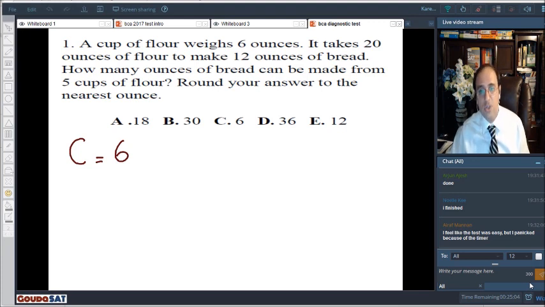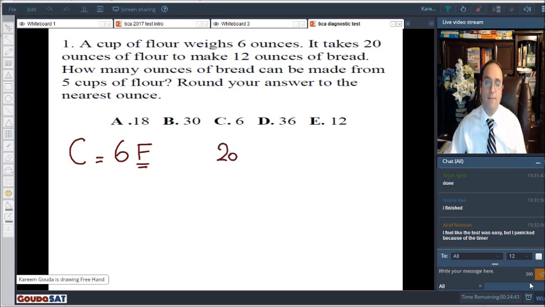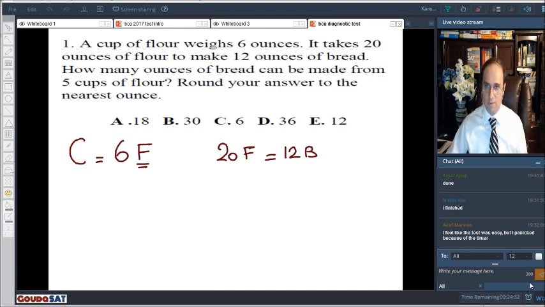It takes 20 ounces of flour to make 12 ounces of bread. Oh, so I have a lot of ounces here. So don't write the word ounce so you don't mix up, okay? But rather say a cup of flour weighs 6 ounces, so a cup of flour weighs 6 ounces of flour. So I'm going to call it 6F. It takes 20 ounces of flour, so 20F, to make 12 ounces of bread, so 12 bread. Okay? I just ignored the word ounces because it's in all of them.